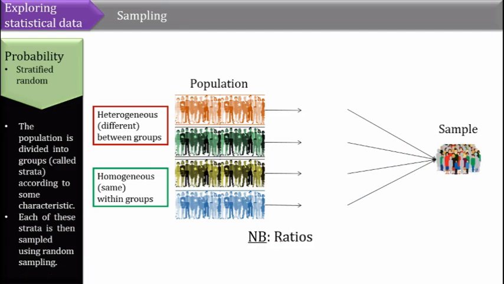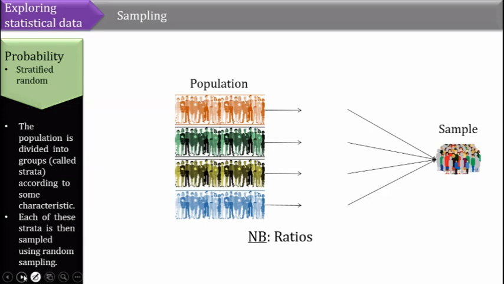Now you'll notice here I said NB ratios. Now that is the whole point of stratified sampling. Let's say, for example, that I have a population of size 200. And let's say that of those 200, 40 people are in the first group, 80 in the second, 60 in the third, and 20 in the fourth. It's a very small population.